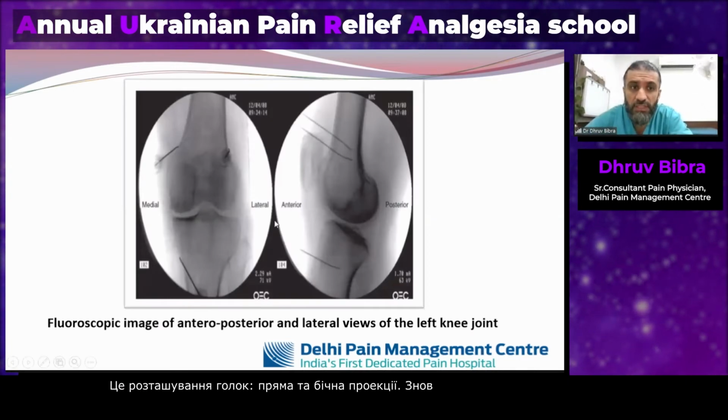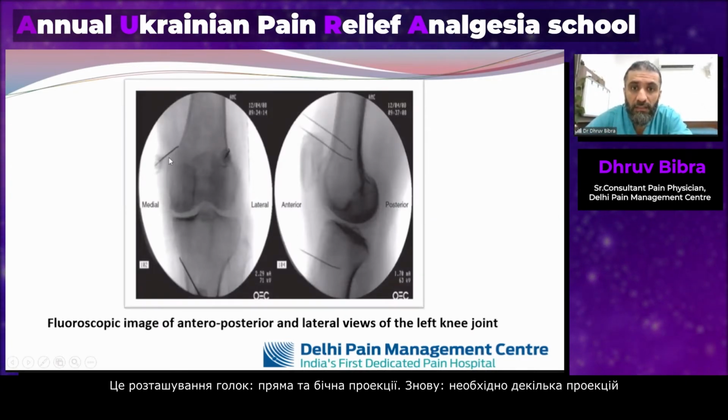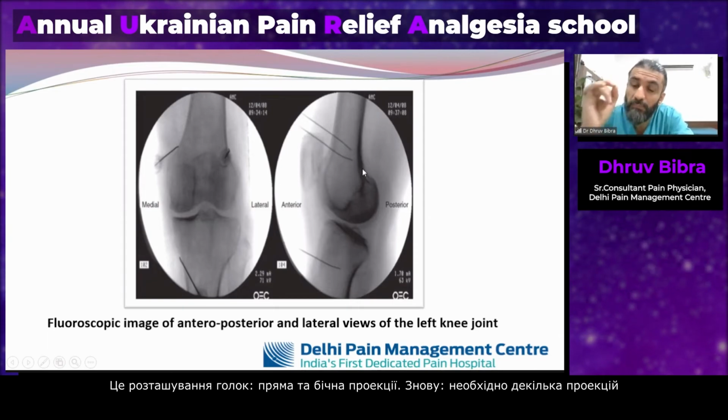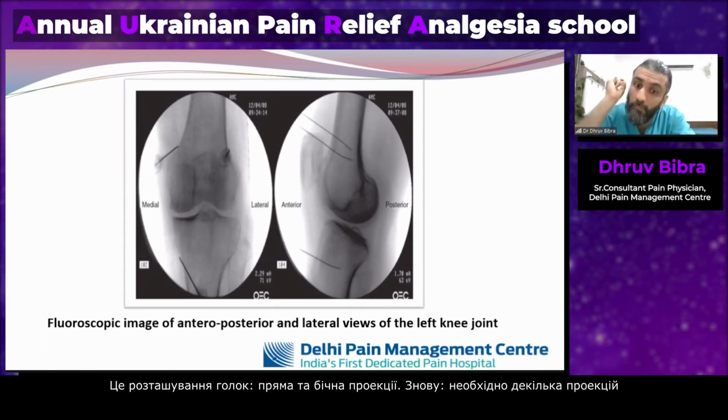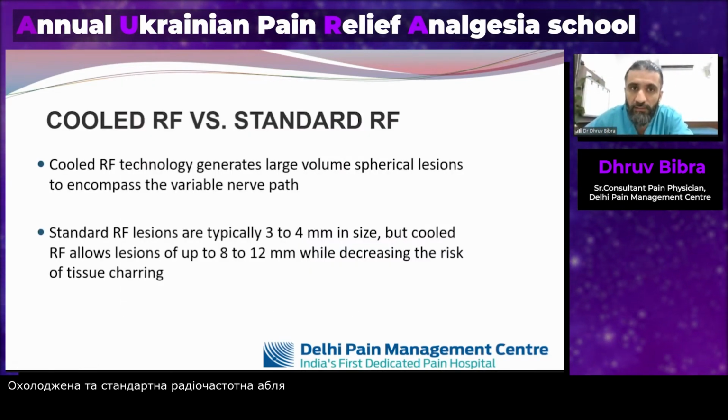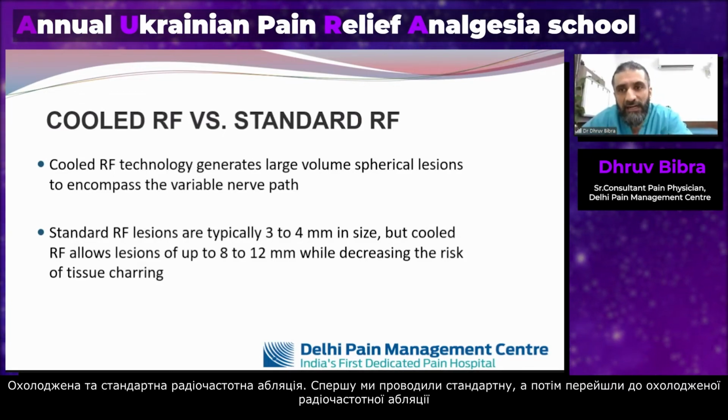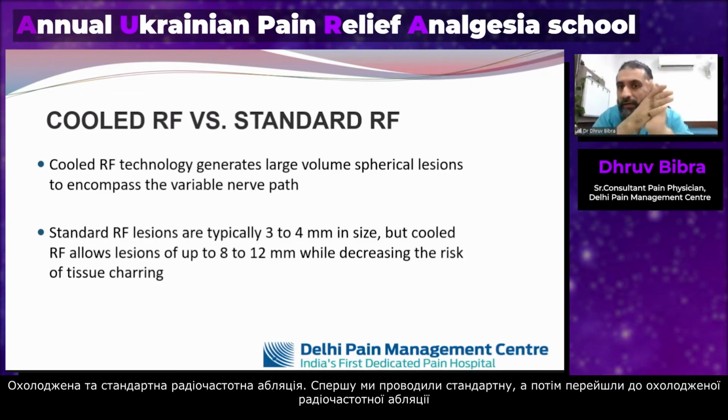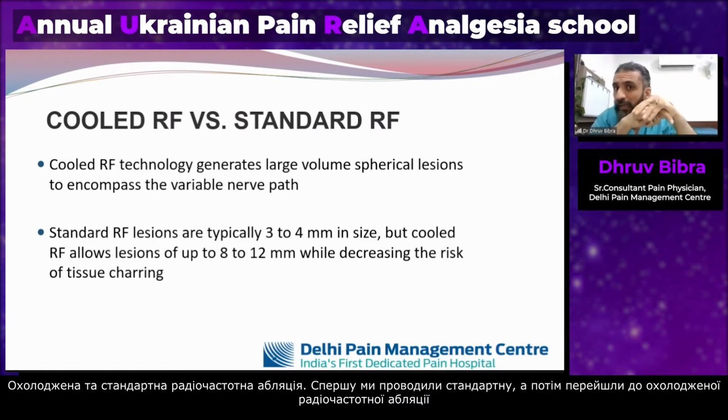Now, this is the positioning of the needles. This is an AP position and lateral. Again, sniper, you have to confirm in multiple views because you have to give the most potent drug. Cooled and standard. Now, initially we were standard. Now we are moving towards cool.